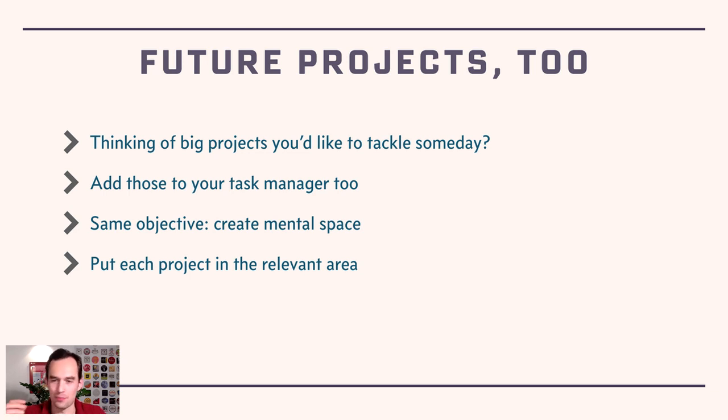So it's really got my brain going. But there are also other projects that I'm thinking of that are going to come in the future. But to the extent that those future projects are already taking up some space in my brain, even though I haven't actually started working on them yet, you still want to write those down in your brain dump. So add them to your task manager's inbox or add them to the paper list that you're using, wherever. Just put them down. Again, the objective is to create mental space.